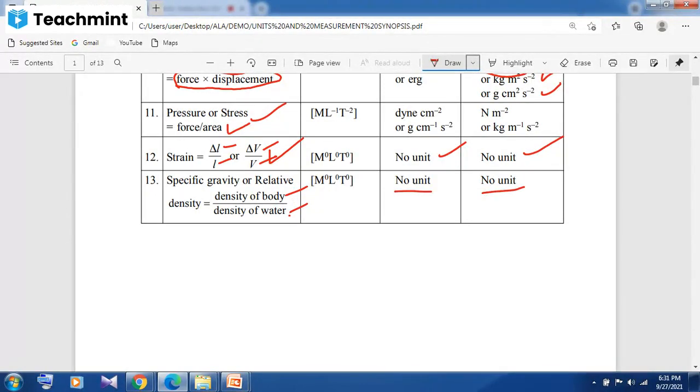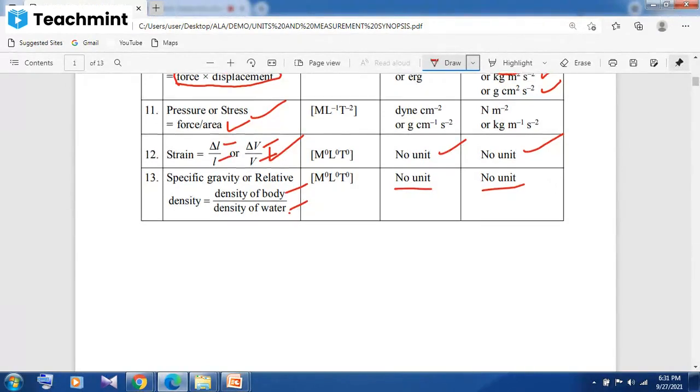Whether all of you understood some of the physical quantities on this particular page? All of you respond once. Yes, sir. Good.